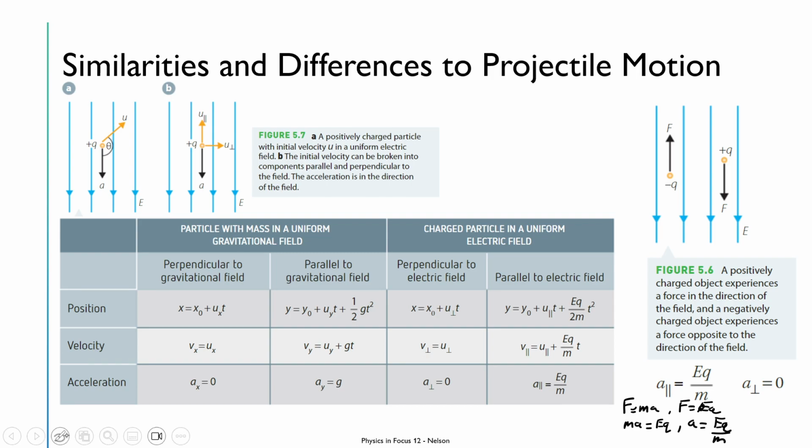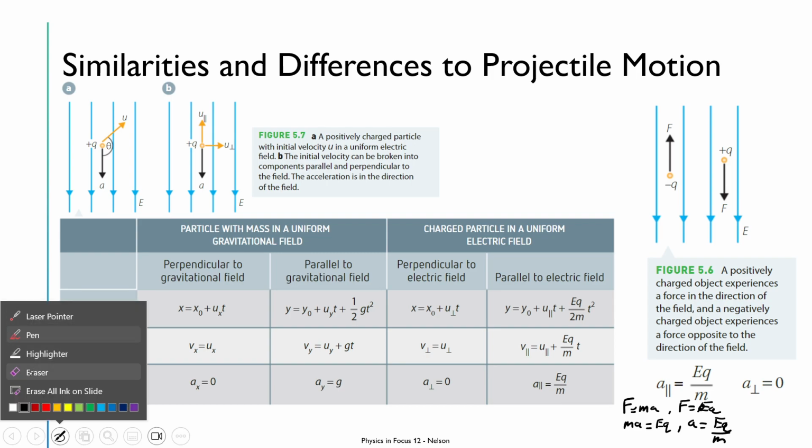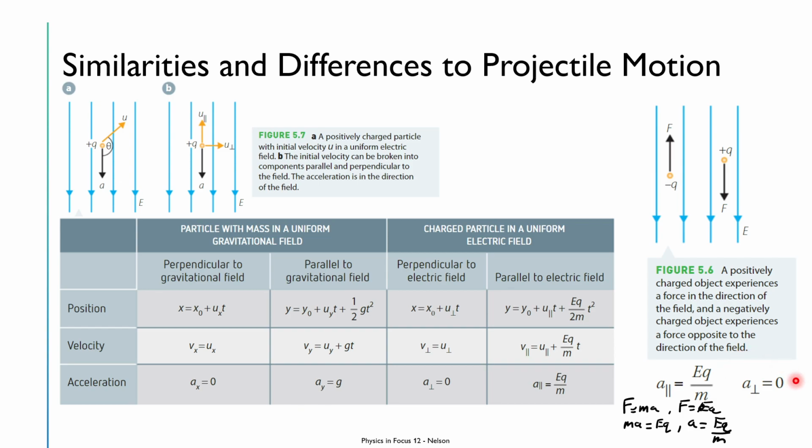However, something that isn't going to change in this scenario is that a perpendicular is equal to 0. So in the same way that ax is equal to 0, or it was at least assumed to be because we weren't considering any form of air resistance, we make the same assumption here, that as the particle moves through the electric field, the perpendicular component of motion is going to have no acceleration. And thus that's going to be reflected in some of our kinematic equations.